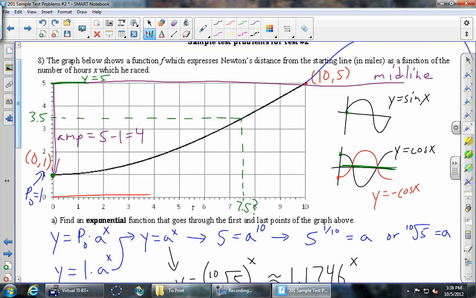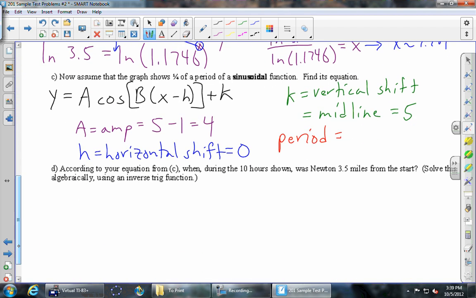So in this case, it takes 10 hours to do 1/4 of a complete cycle, or 1/4 of a complete oscillation. So if 10 hours is 1/4 of the whole thing, then how long is the whole thing? It's going to be 40 hours. So the period is equal to 40 hours.